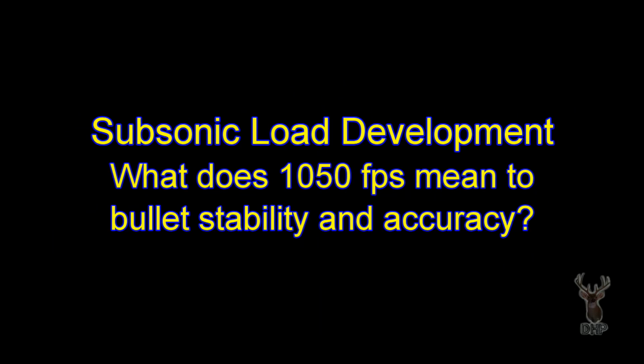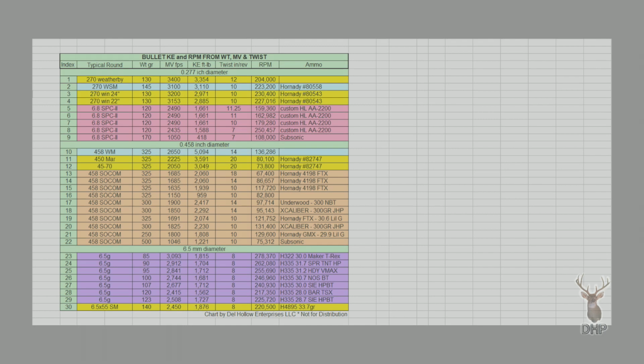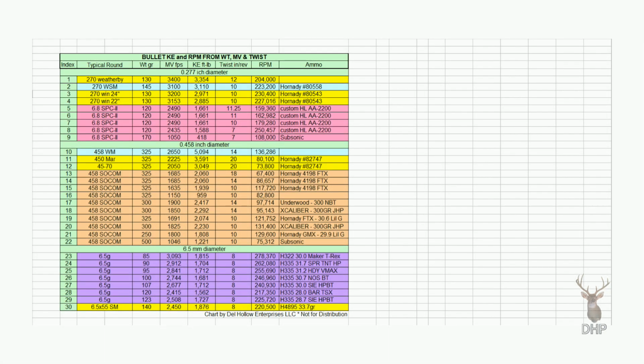Subsonic load development. What does 1050 feet per second mean to bullet stability and accuracy? Well, I'm not going to put a lot of advanced math in there. We'll just look at it with some common sense. Let's take this first example. The 45-70 Government has been around for over 100 years. What, 1870 to 1970? What, 150 years? Is that right? Could that be right? So it's been around for a while.